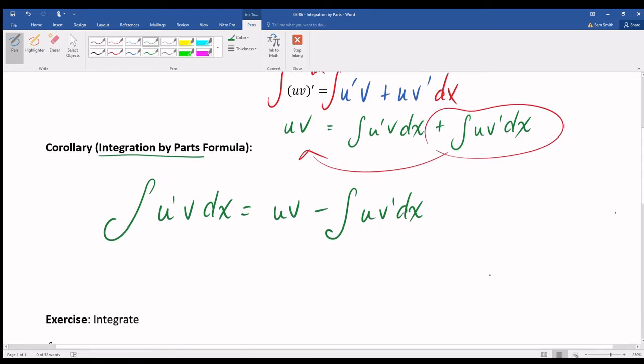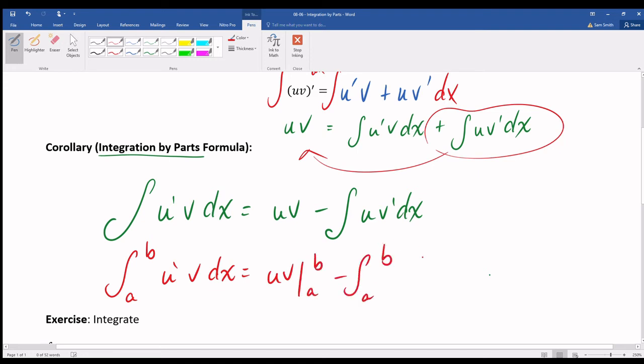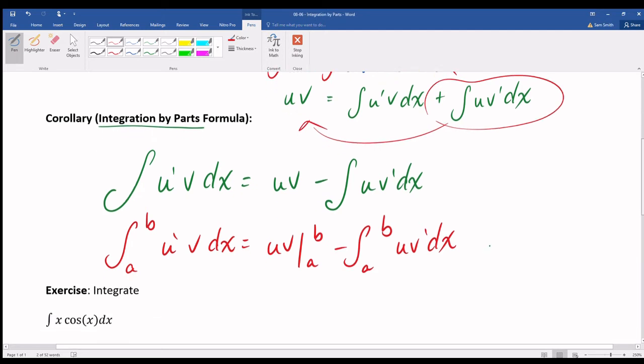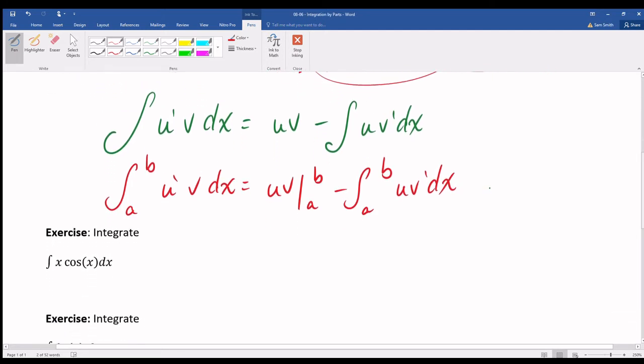Now we have done this in the case of an indefinite integral, and this works just as well for a definite integral. If you want to integrate from a to b, you can still do uv evaluated from a to b, and you can still do the integral of u v prime integrated from a to b. Now, this may not look that great in the beginning, but let's see how it can be useful in the following exercise: to integrate a product, x times cosine of x.